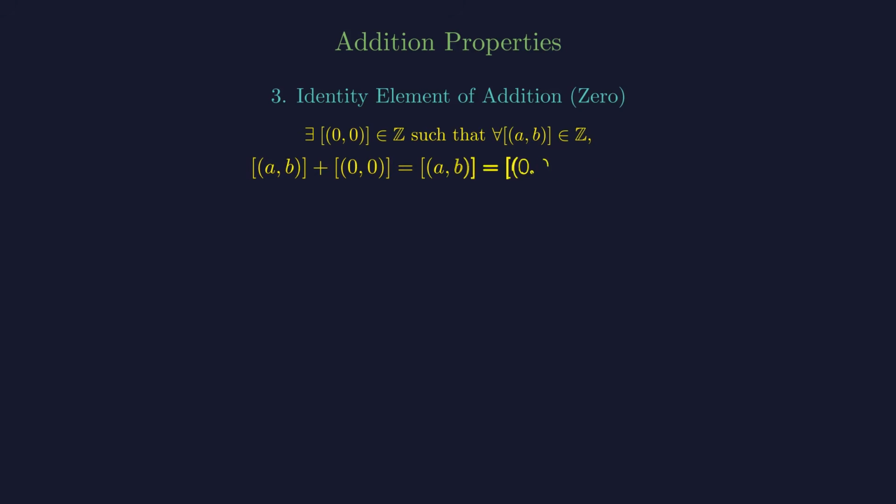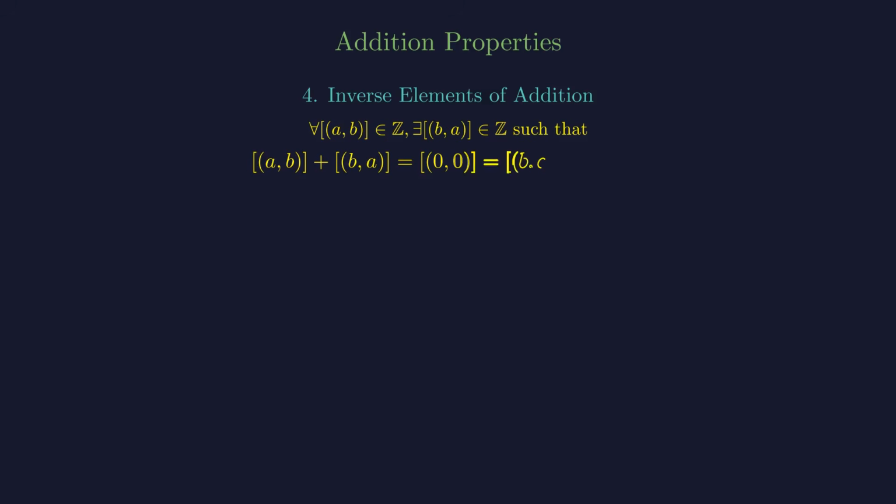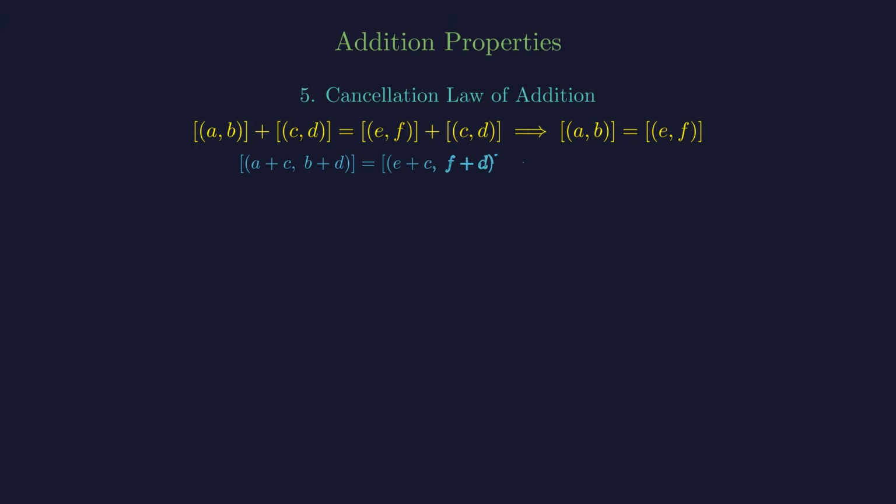It is similar to the first condition of the definition of the addition of natural numbers. For each integer, there exists a unique integer called the inverse element of the integer. This property is not in the set of natural numbers. Subtraction is defined in the set of integers. Likewise, the cancellation law of addition of natural numbers, the cancellation law holds in the set of integers too.